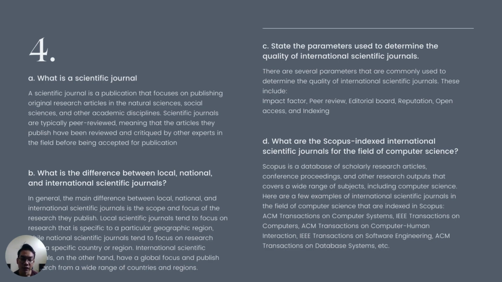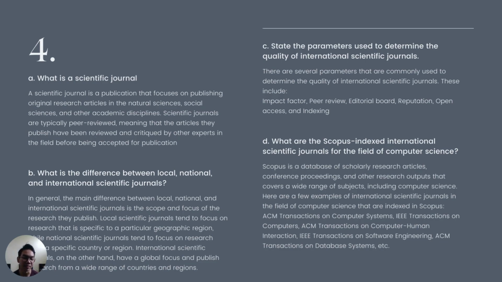The last question of number 4 is D. What are the Scopus-indexed international scientific journals for the field of computer science? First, Scopus is a database of scholarly research articles, conference proceedings, and other research output that covers a wide range of subjects, including computer science. Here are a few examples of international scientific journals in the field of computer science that are indexed in Scopus.